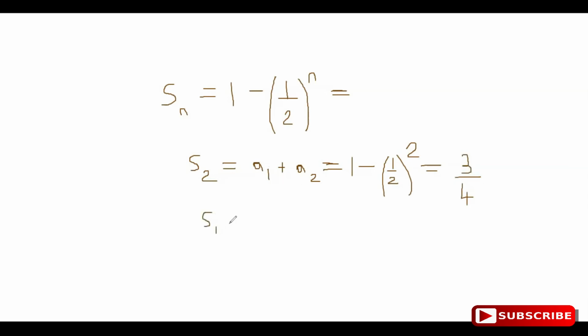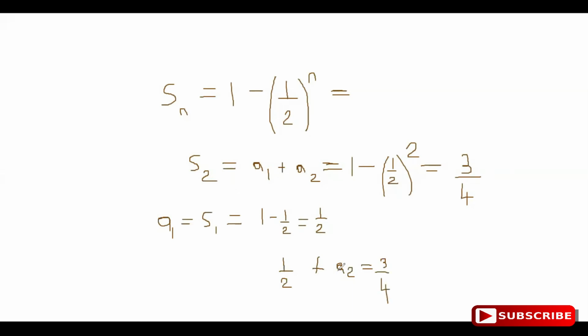Now, if we take the sum of just the first term, it would be 1 minus a half, which is a half. The sum of the first term is just A1. So now that we know what A1 is, we have a half plus A2 is equal to 3/4, and we need that second term.